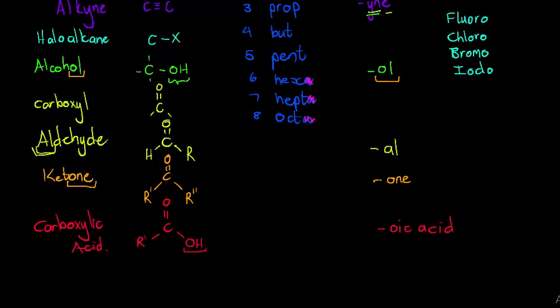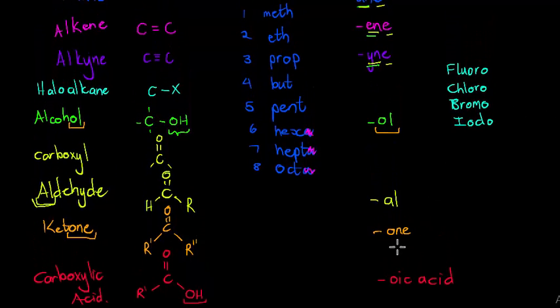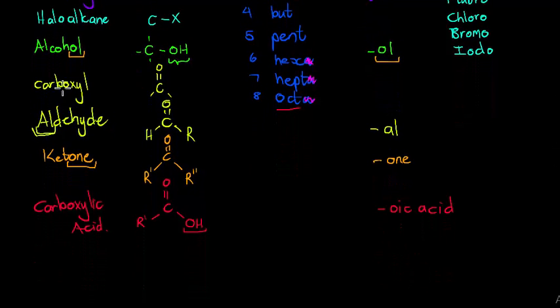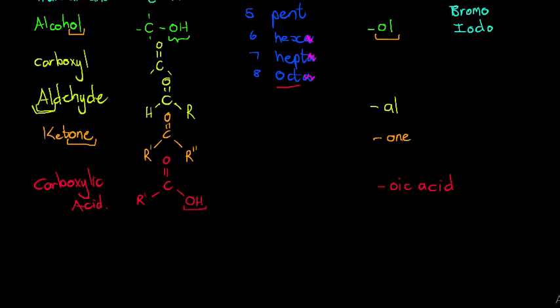So in other words, it is methanoic acid, ethanoic acid, propanoic acid, octanoic acid. Octanoic acid would be 8 carbons, a double bonded oxygen, and a single bonded hydroxyl group. Okay, that's carboxylic acid. And the last one we looked at was the esters. The ester.